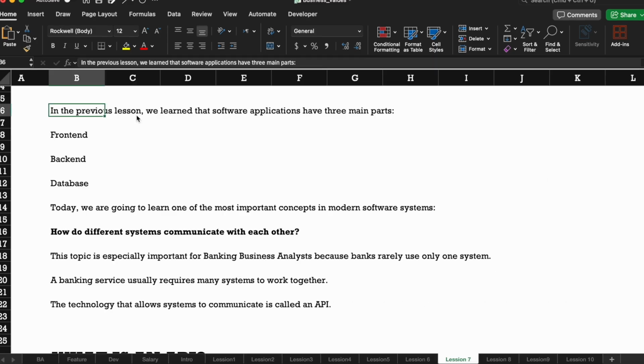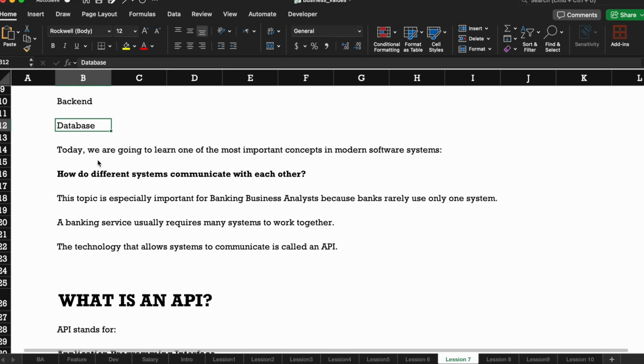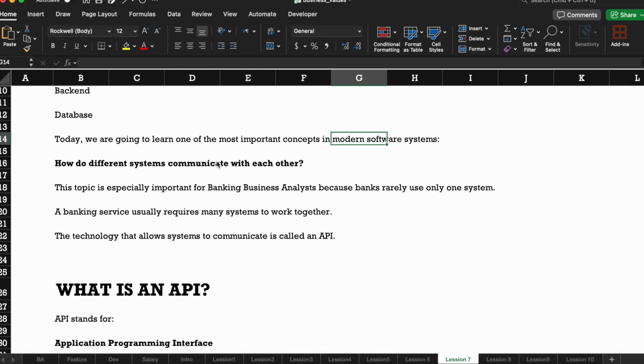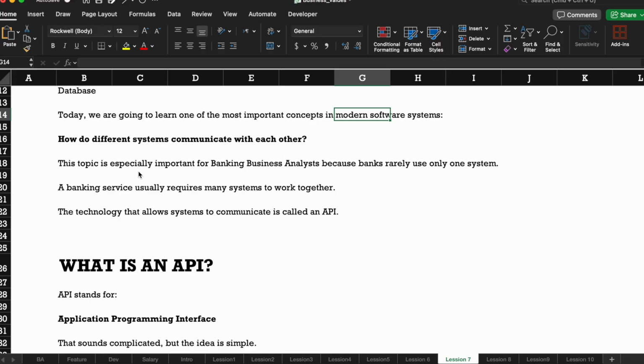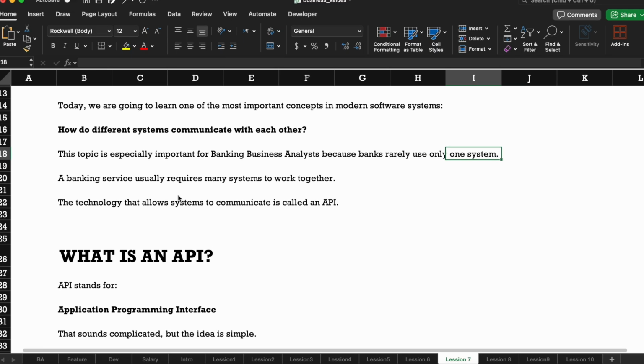In the last lesson we learned that software applications have 3 main parts: front end, back end, database. Today we are going to learn one of the most important concepts in modern software systems: how do different systems communicate with each other. This topic is especially important for banking business analysts because banks rarely use only one system. So a banking service usually requires many systems to work together. The technology that allows systems to communicate is called an API.